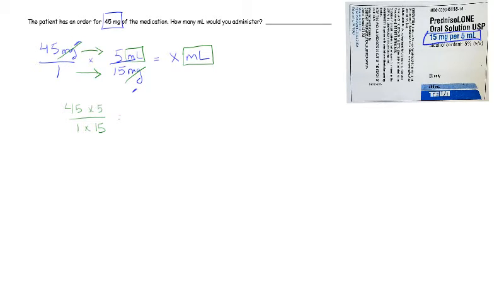45 times 5 is equal to 225. 1 times 15 is 15. 225 divided by 15 is 15. And we know how to label this because we look at what was next to x in the original equation, which is milliliters. So our answer is 15 milliliters.